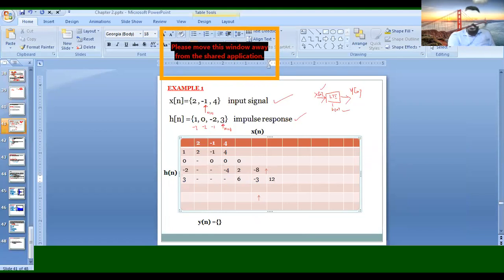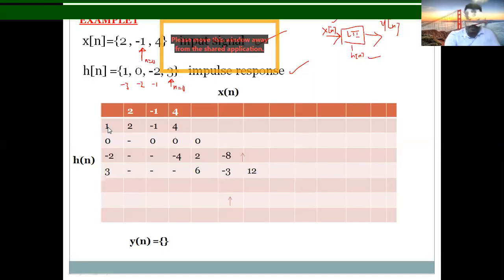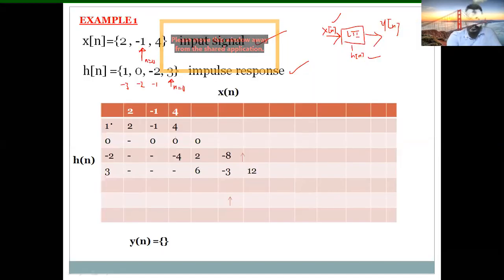Now we finish first. Look here, what we have done: I multiply this 1 by 2 and write it here, 2, right? So 1 times 2 is 2, 1 times minus 1 is minus 1, and 1 times 4 is 4 here.